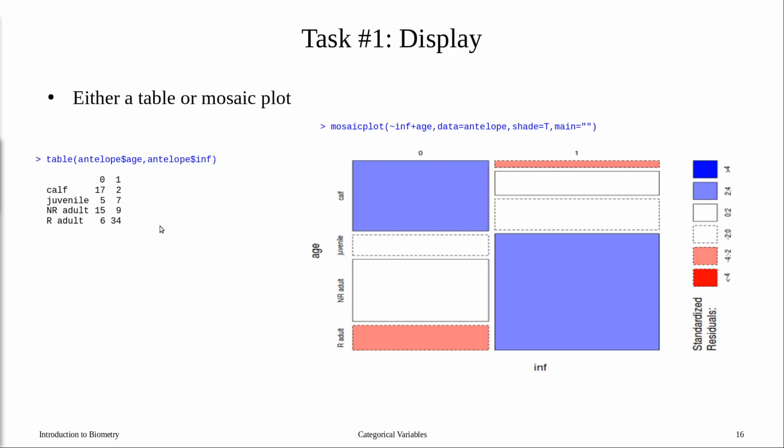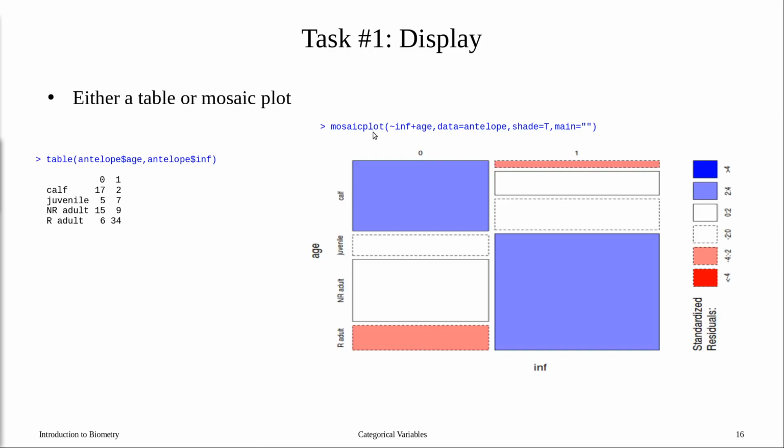Our preference would be either a frequency table or a mosaic plot. Frequency table's fine. It allows us to see how many individuals we actually have. You can see that we only have 2 infected calves and 17 uninfected. So it looks like we're going to have some small samples, which may influence our decision of choosing a chi-square or a g-test.